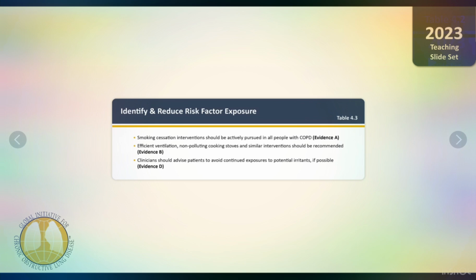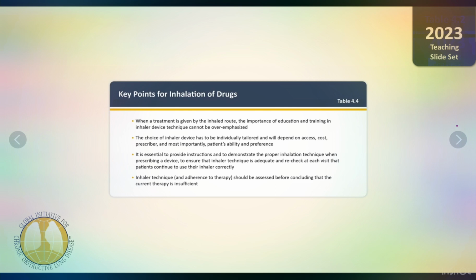So they are telling smoking cessation intervention should be actively pursued in all people with COPD. Efficient ventilation, non-polluting cooking stoves, and similar interventions should be recommended. And clinicians should advise patients to avoid continued exposure to potential irritants if possible. Then they are telling what are the key points for inhalation of drugs.